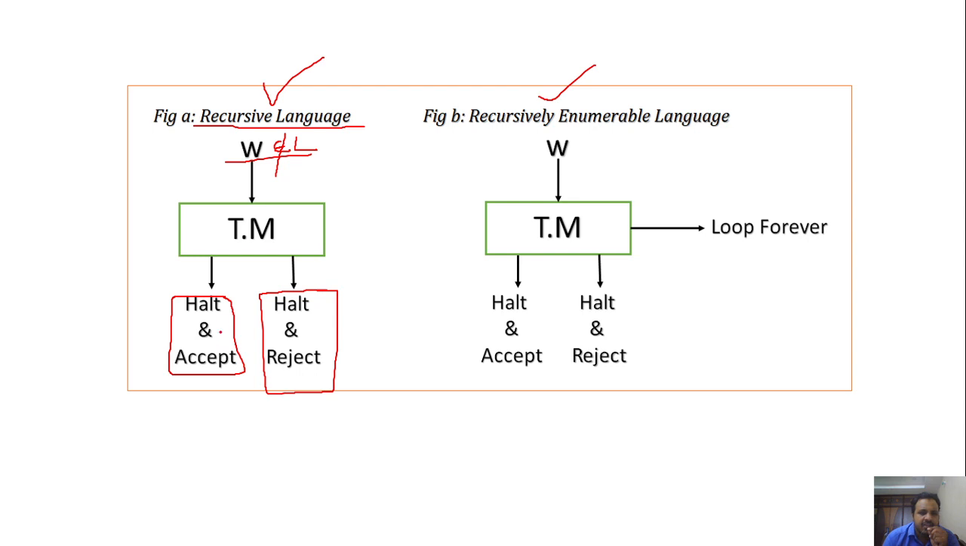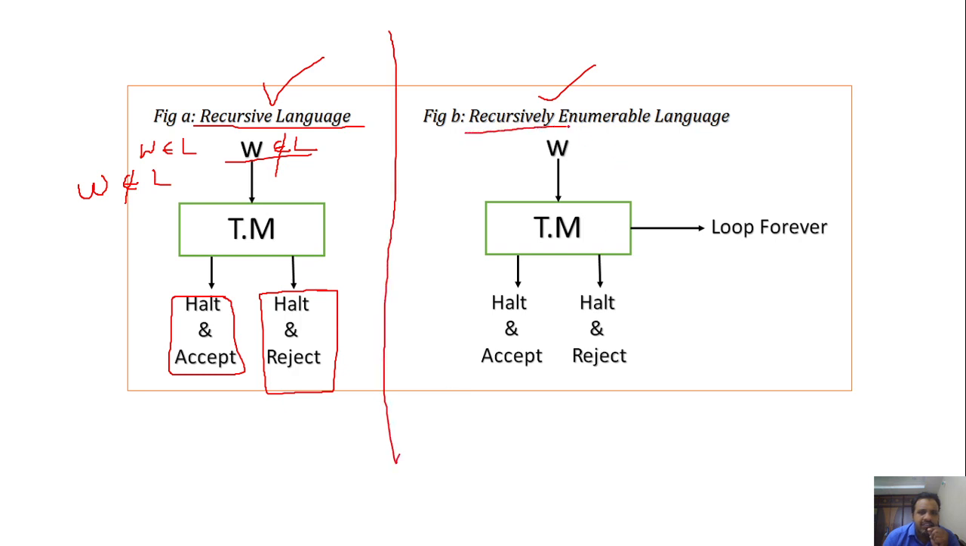So here there are two possibilities: halt and accept, halt and reject. Halt and accept we get if we give a string w that belongs to a recursive language L. The next possibility is halt and reject. This situation occurs when you give a string w that does not belong to the recursive language L. So these are the two possibilities.